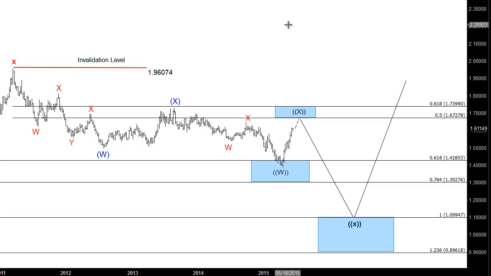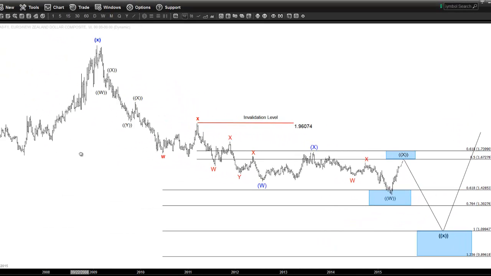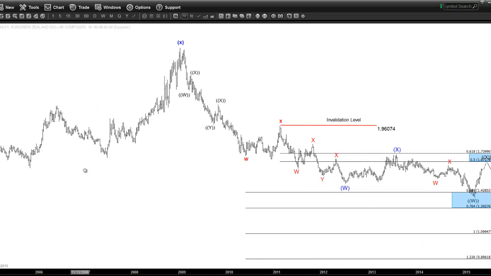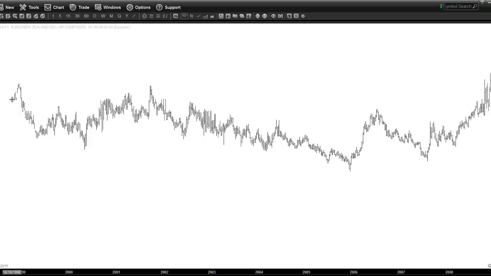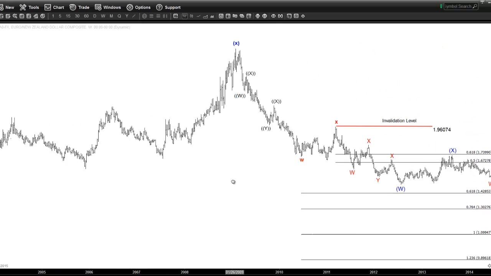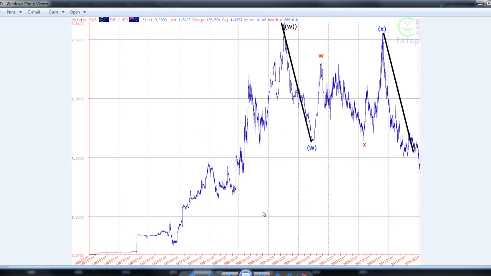So this is the weekly chart of the Euro New Zealand dollar, all right? Before I go over this chart, it only goes as far back as 1998, so let's go over to the other chart, which is an even longer term chart. Now this is the Euro New Zealand dollar chart going as far back as the 1960s, all right?